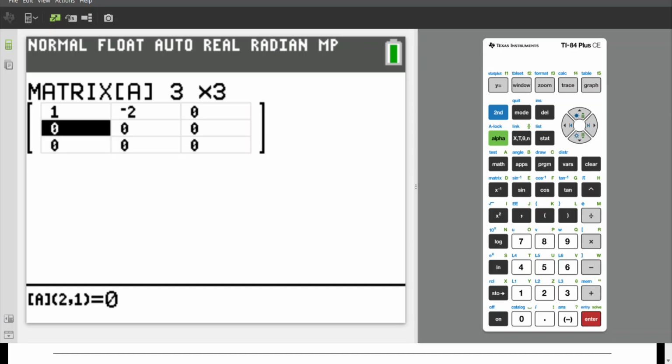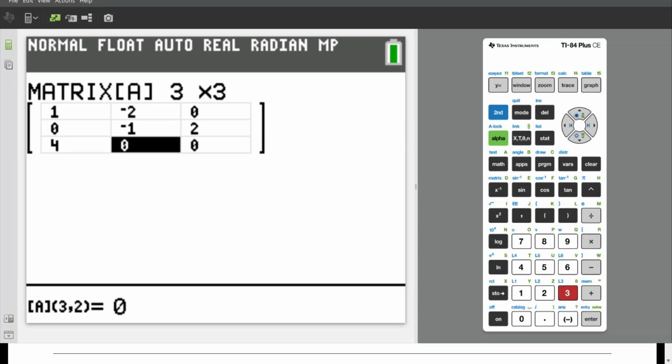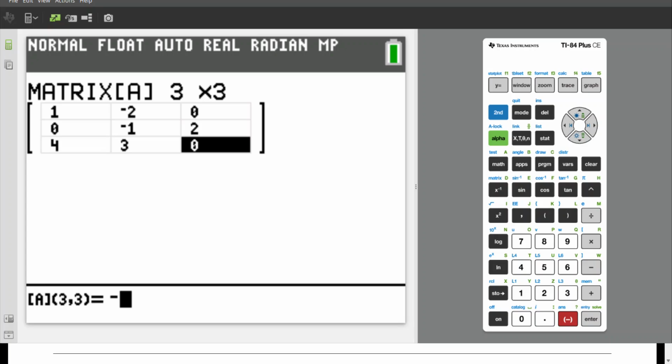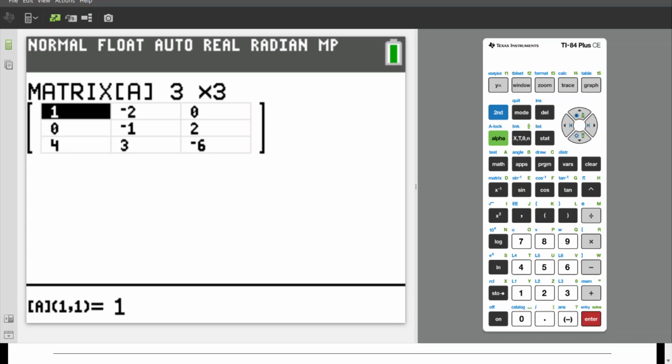My next number was 0. Then the second row, second column is -1, so again, tiny minus sign. Then the number 2. Then again 4. Then 3. Then -6. Again, use the little minus sign.